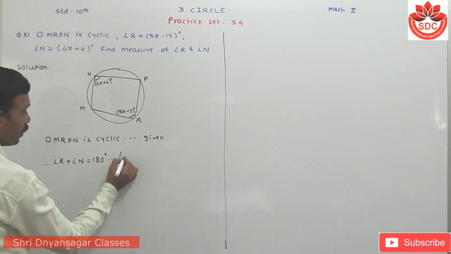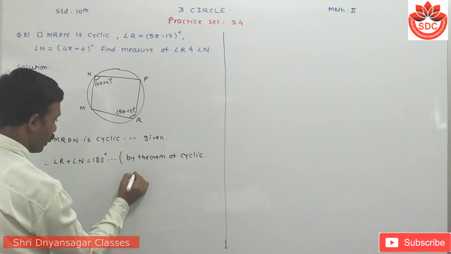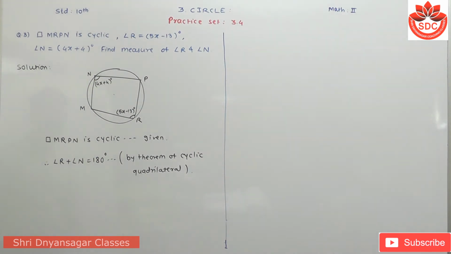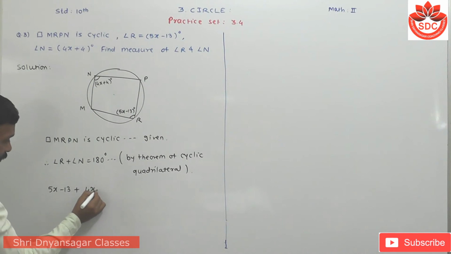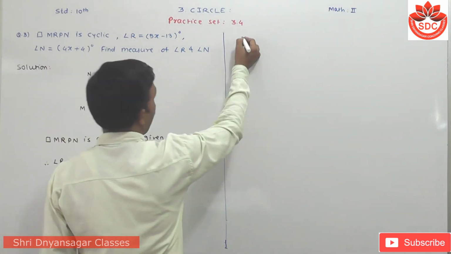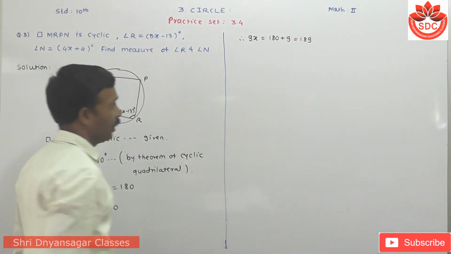The sum is 180 degrees. This is by the theorem of cyclic quadrilateral, which means that the opposite angles are supplementary. Substitute the values. Angle R is 5x minus 13 plus angle N is 4x plus 4 degrees is equal to 180. Now the addition of these is 9x, and the subtraction is minus 9, equal to 180. Transpose this minus 9 to the other side, converting as plus, so 9x is equal to 180 plus 9, equal to 189.